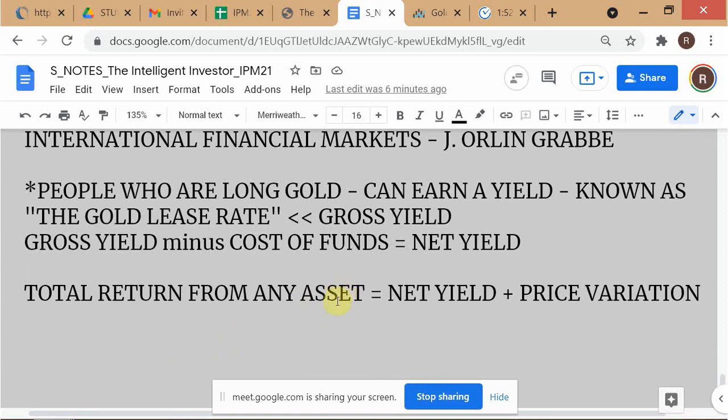Project also. If you see the price variation component when you do project NPV, where is the price variation coming in? Do you remember in project NPV?